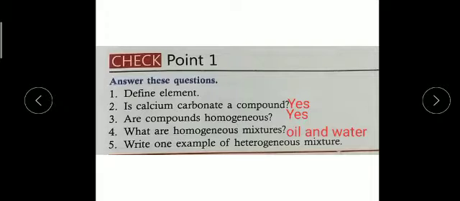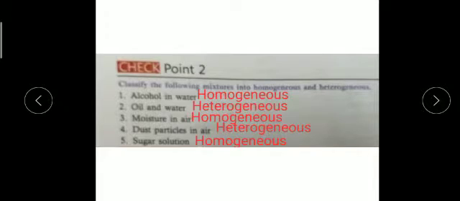Here in the fifth one, they are asking, write one example of a heterogeneous mixture. So many are given, but I have written here oil and water. You can write this or any other. Now move on to checkpoint number 2.